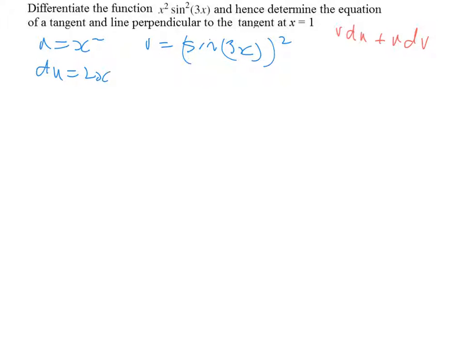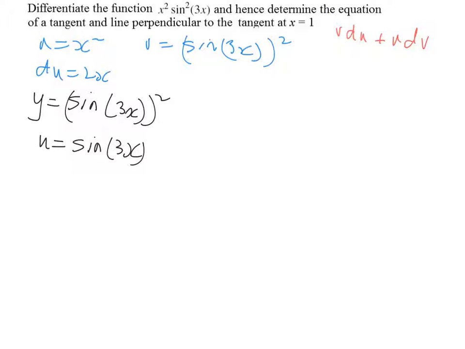Alright, so now du equals 2x. Now, we want to find out dv. The problem is, because we've got a function being squared, we've then got to use the chain rule to do that. So I'm going to rewrite this in terms of y. Y equals sine 3x, all squared. And I'm going to say u equals sine of 3x. There are probably quicker ways to do it. I know this works, and it's also good practice for you using a chain rule.